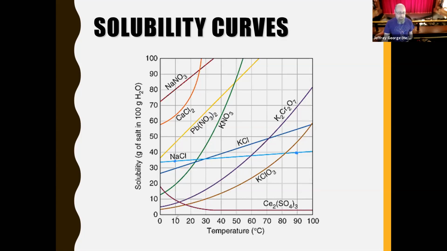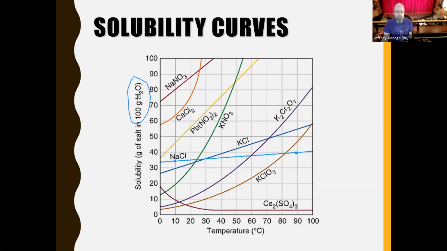All right, so reading these again, at 10 degrees Celsius, I go up to NaCl, and then I take this point and extend it over to the y-axis. And that maximum amount is about 35 grams. Right? So at 10 degrees, I can dissolve about 35 grams. Now remember, we're talking about water. And our standard amount of water is 100 grams.